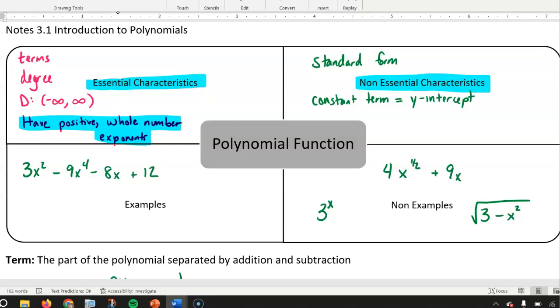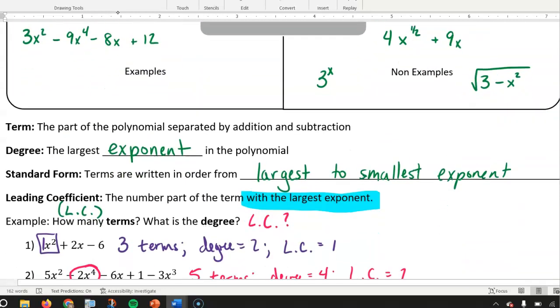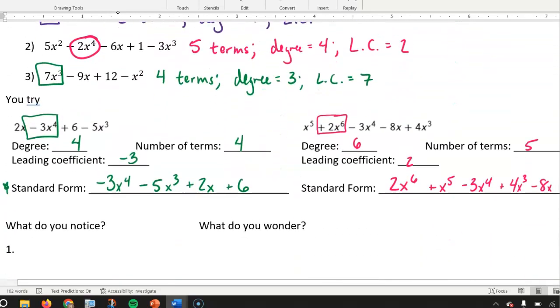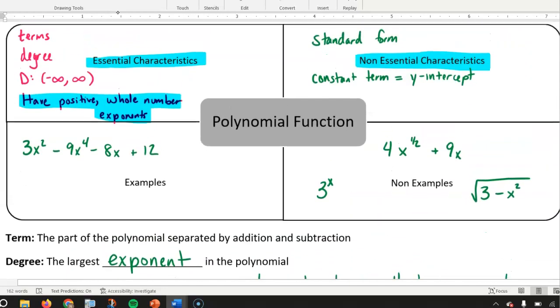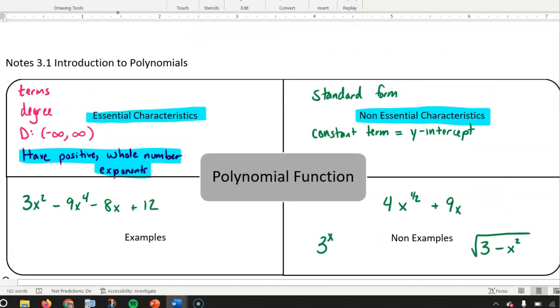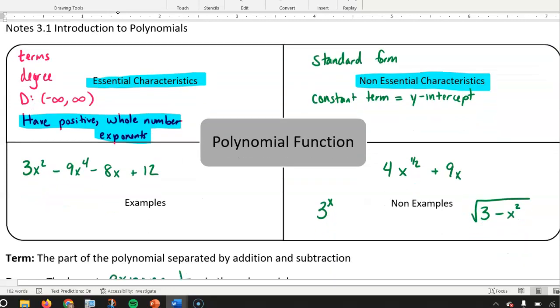And not all polynomials have a constant. So a constant, what's a constant? A constant is just a plain old number at the end, like this one. When we had it in standard form, we had a constant there of 6. So some polynomials have a constant, some do not. But the constant is whatever that term is, so that's a term without a variable, that's always going to end up being the y-intercept. We saw that happen last chapter when we were dealing with quadratics.